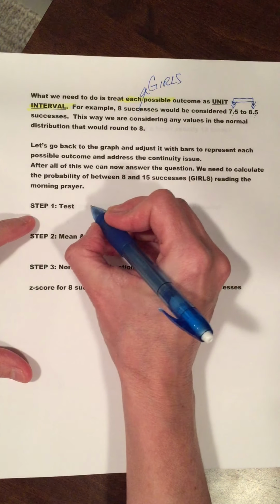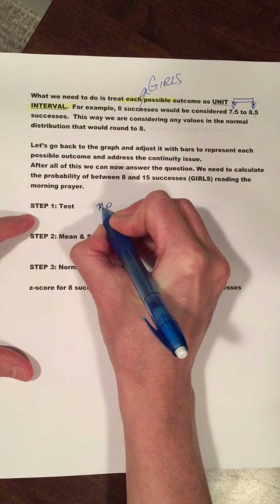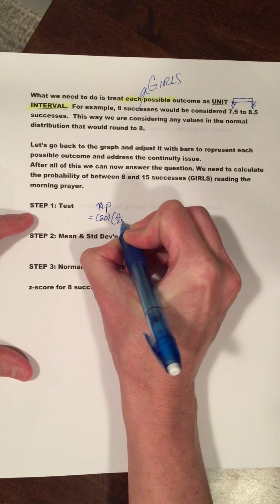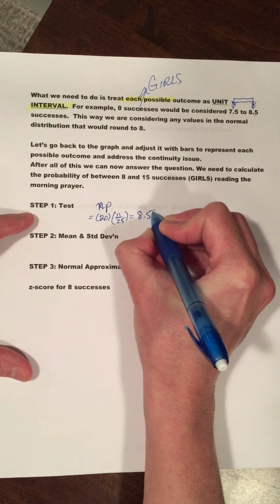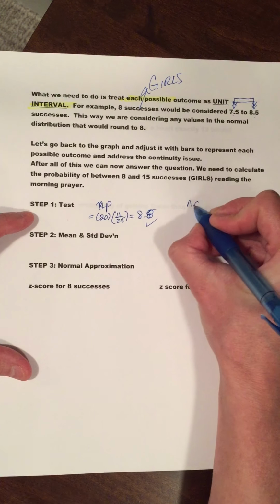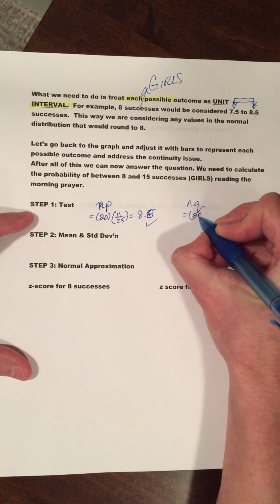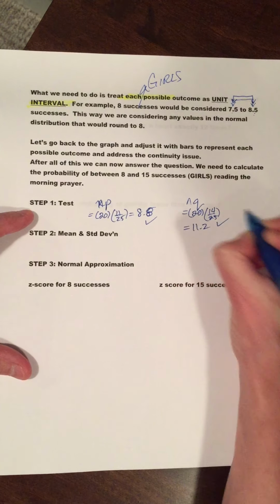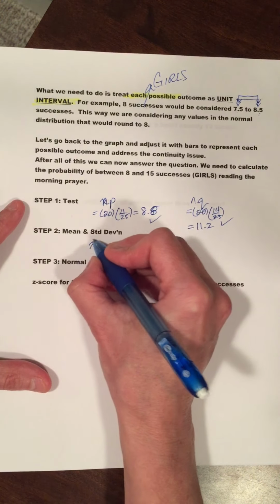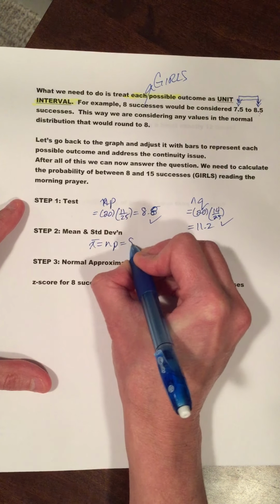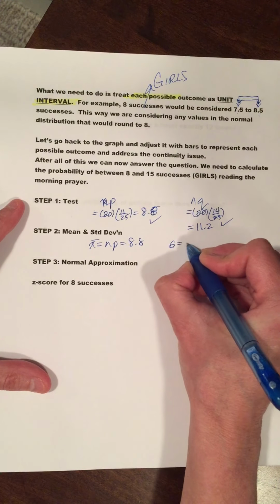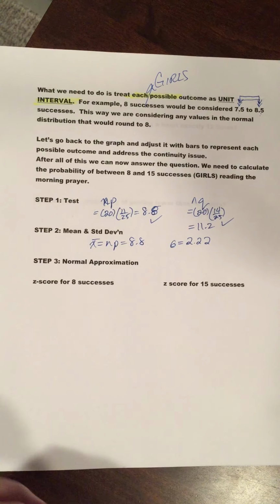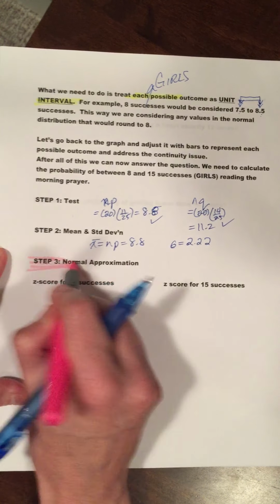So step one is the test. N, P, yep, and Q. Yep, passed. Mean, standard dev. So done, done. Now we're finally at step 3.